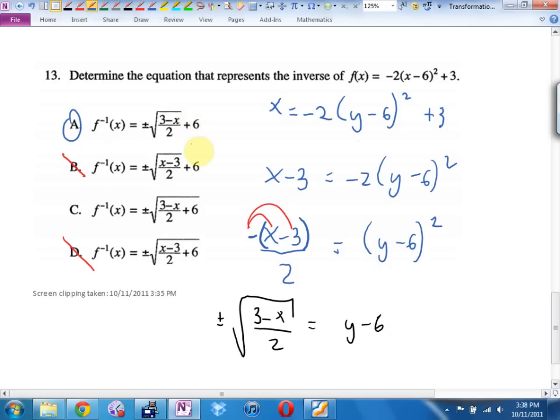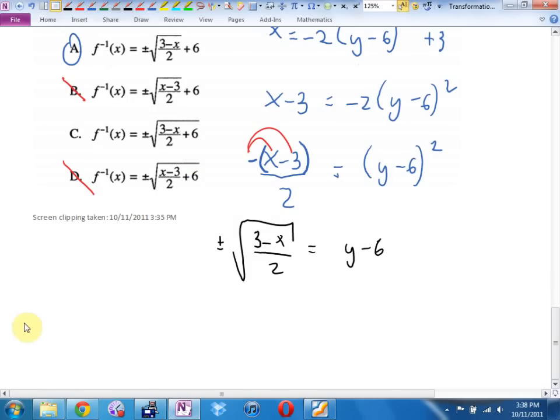I am going to ask you to find an inverse equation on your test, but not this one. I think it's multiple choice.